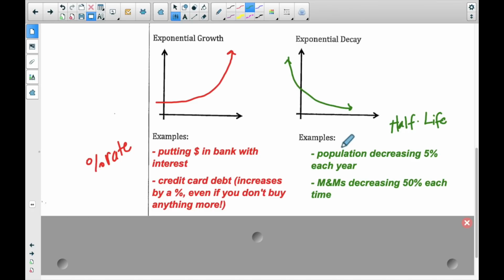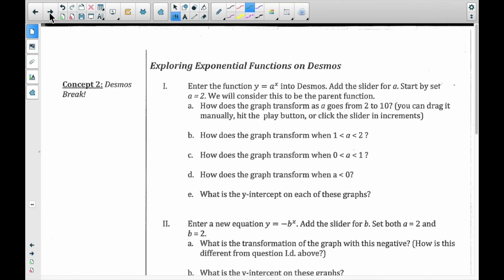And so now let's go ahead and start talking about what are the equations that we use for these. So let's turn the page. This page we're not going to talk about in this video. We're going to do it in class tomorrow. So let's go ahead and turn the page again.